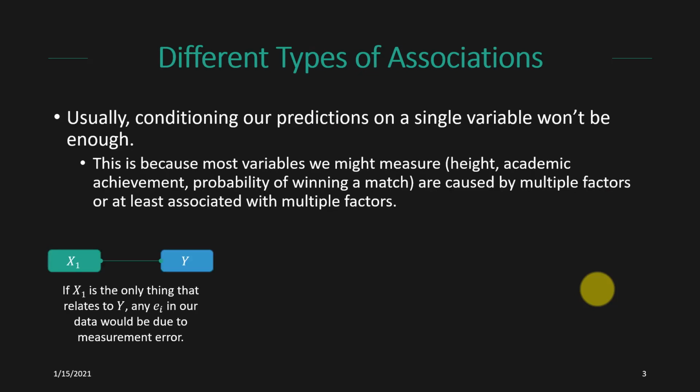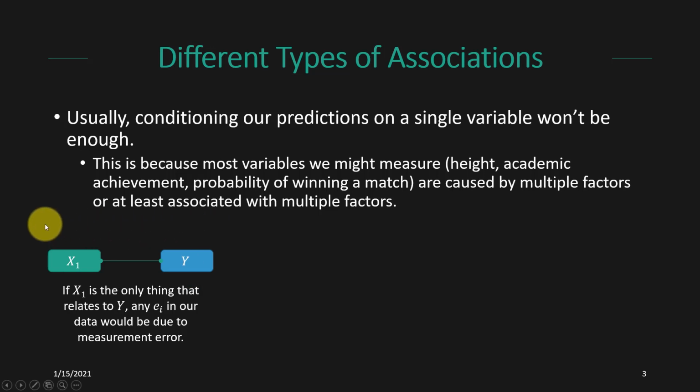So one of the things we have to consider anytime we're looking at these kinds of associations is that there are lots of different types of association. And usually, if we're conditioning our predictions on a single variable, that won't actually be enough. We've introduced this idea with simple regression in the last couple videos, but one of the problems with that is that most variables that we might measure, whether it's height, academic achievement, the probability of winning a game or something, are being caused by multiple factors, or even if they're not caused by multiple factors, they're probably associated with multiple factors. So very seldom is there only going to be one variable of interest that we have in conjunction with some outcome variable, right? So we're going to have to start thinking about how we can build more and more complicated models to reflect more and different types of associations.